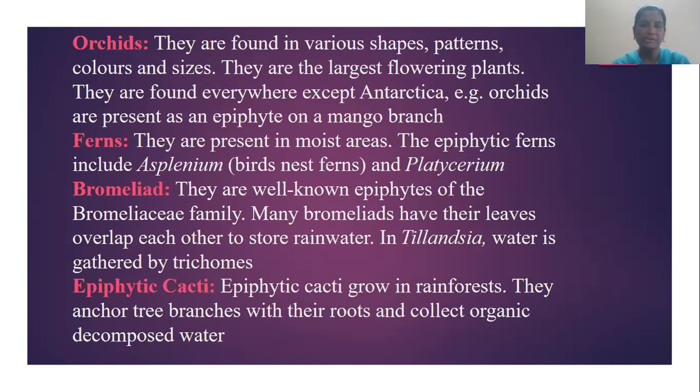Many bromeliads have their leaves overlap each other to store rainwater, as in Tillandsia. Water is gathered by the trichomes. Epiphytic cacti grow in rainforests. They anchor to trees' branches with their roots and collect organic compost and water.